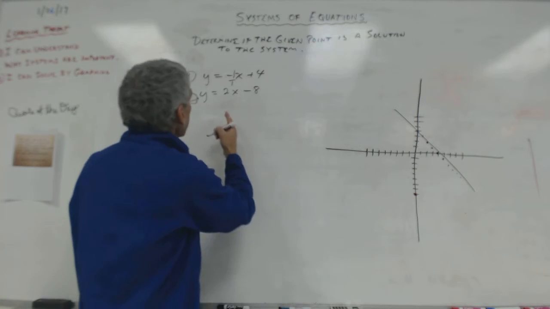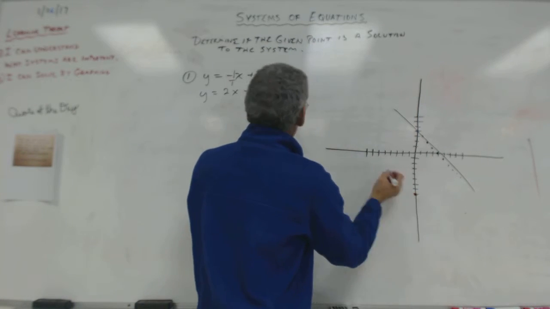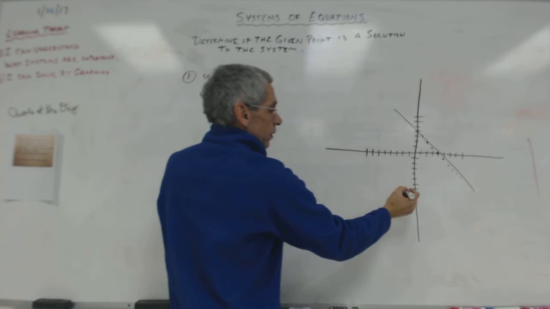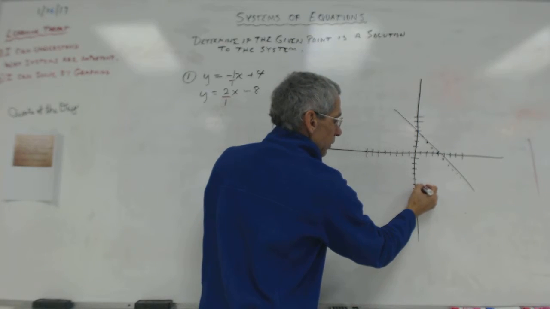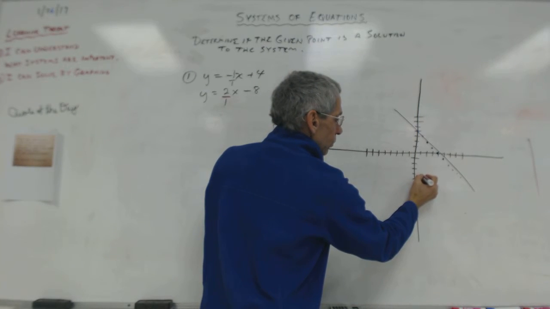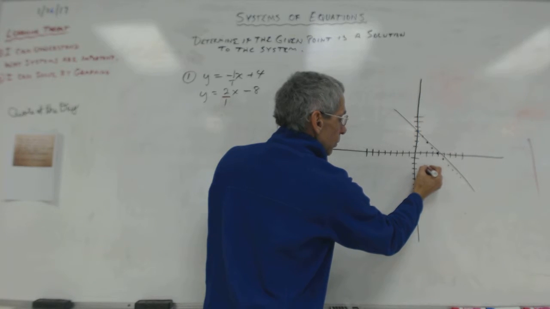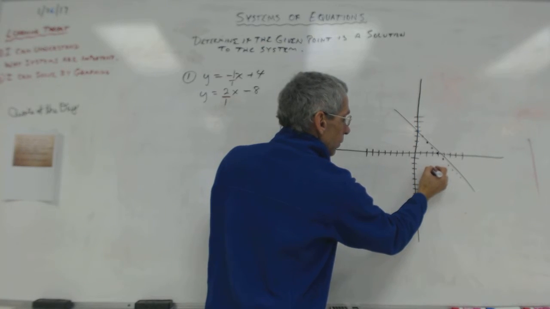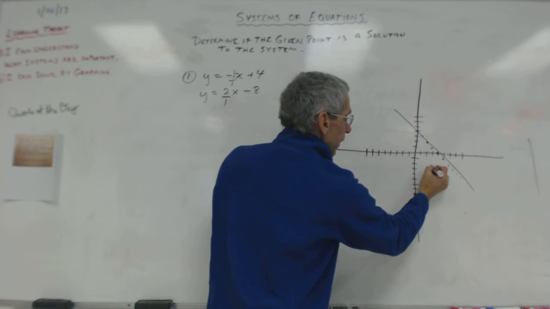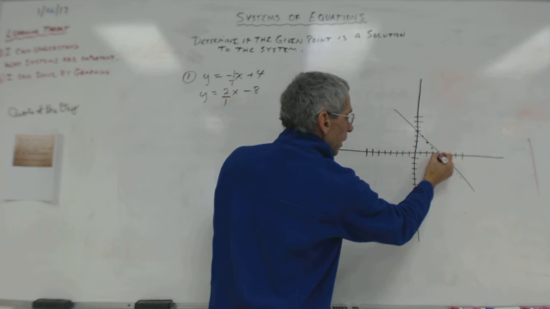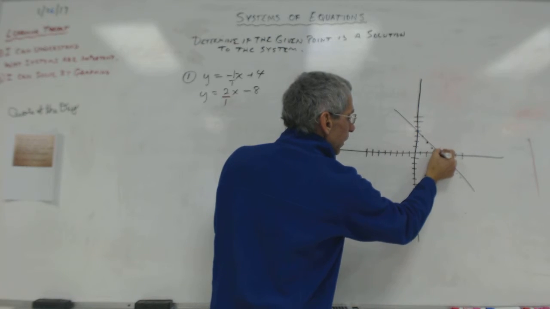Okay. And then I rise 2 and run 1, right? It's 2/1. I rise 2, run 1. Where am I? Rise 2, it's up here, and run 1. Ah, look at that. We share that point.